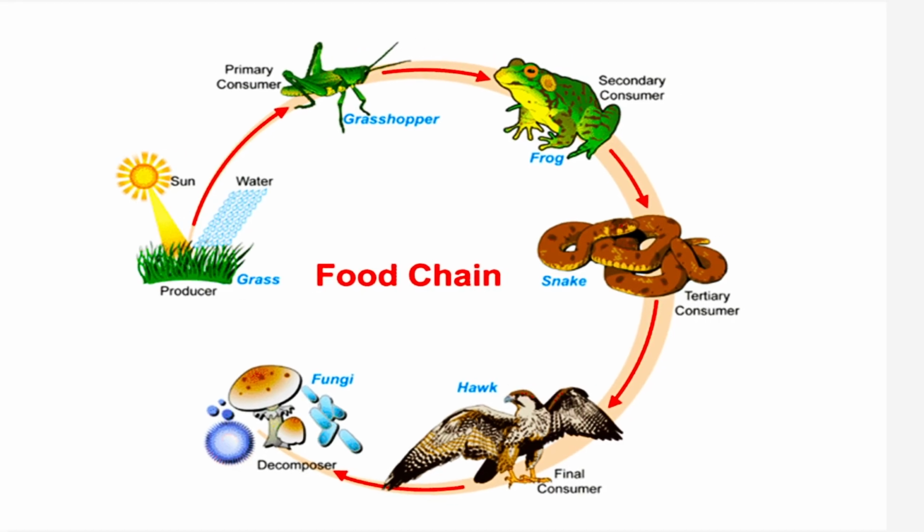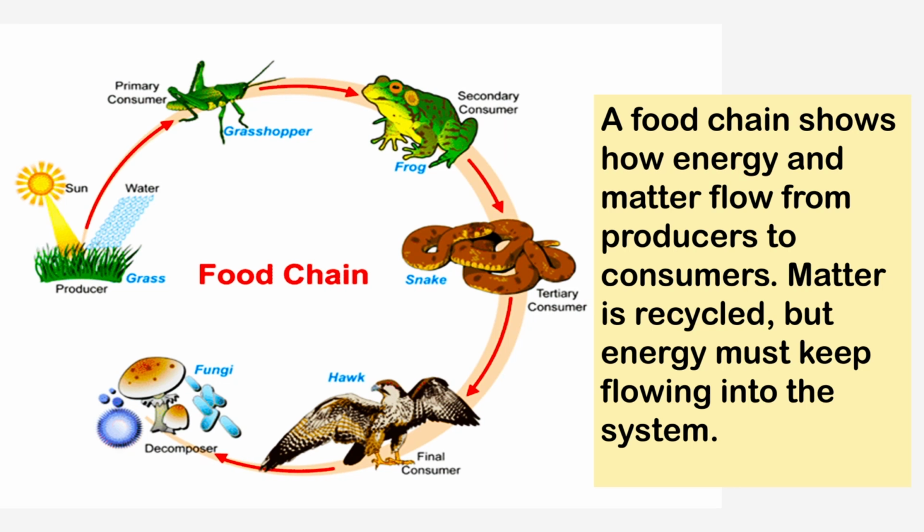A food chain in which the role of autotrophs and heterotrophs can be seen is shown in this pictorial representation. So, what is a food chain? A food chain basically shows how energy and matter flow from producers to consumers. Matter is recycled, but energy must keep flowing constantly into the system. Food chains carry energy from producers, which are none other than autotrophs, to consumers, which are heterotrophs. 99% of energy for life comes from the sun via the process of photosynthesis.